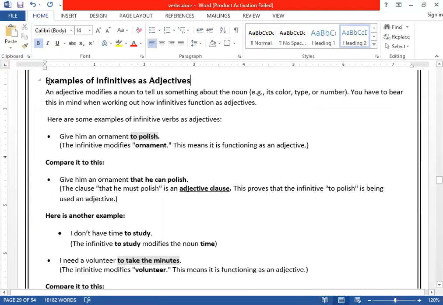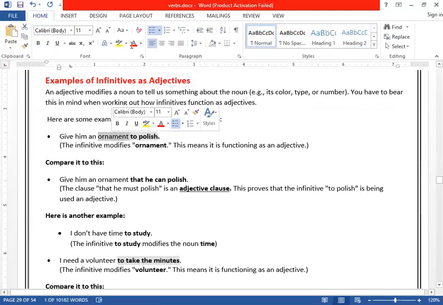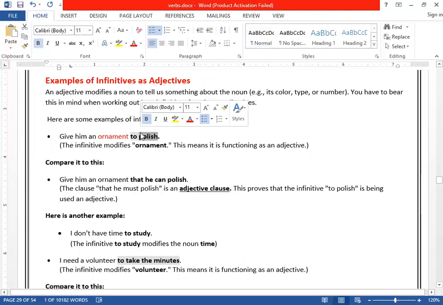Now we want to come here to study about infinitives as adjectives. For example, look here. Give him an ornament. Give him what? It's a noun. Ornament is called what? It's a noun. To polish. To polish what? To polish, noun.